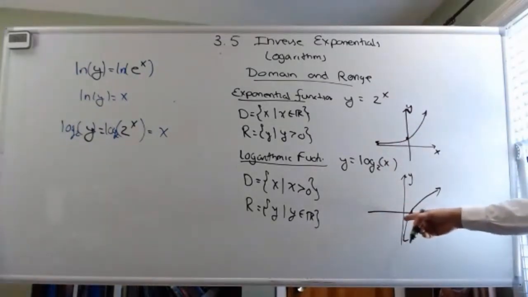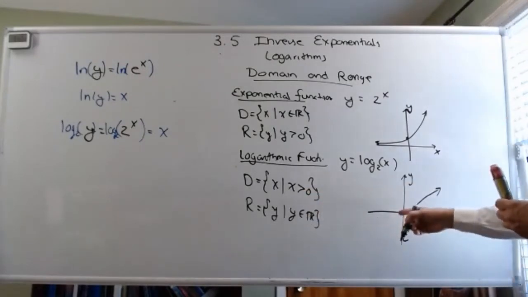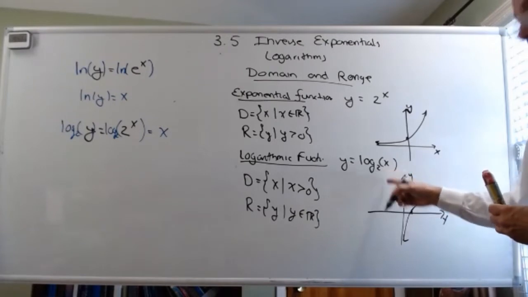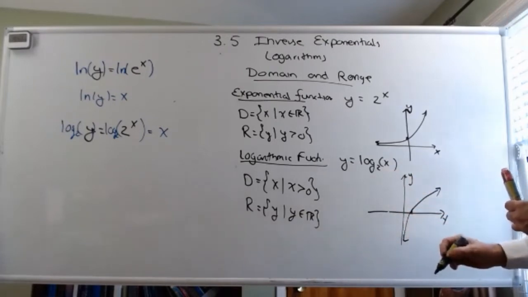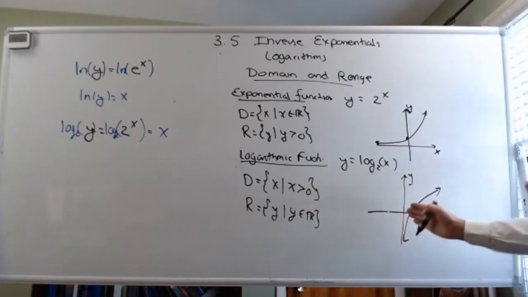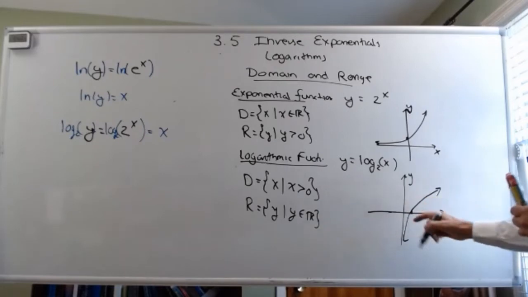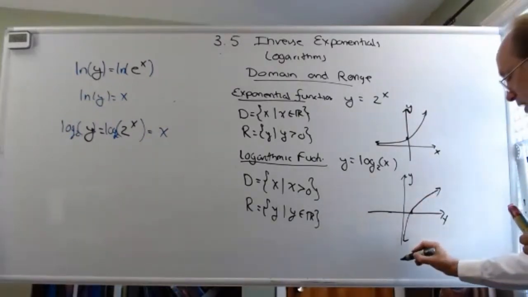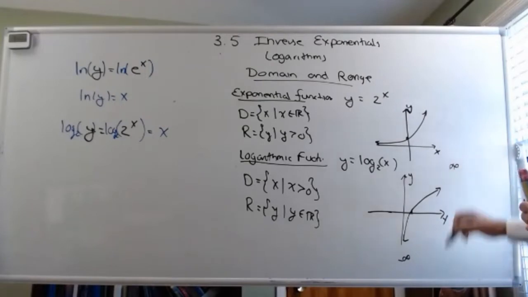Notice the domain. I can't put any number. I can't put a 0 in for a logarithm. It's not defined. I can't put any negative value in for a logarithm. It's not defined. So my domain has to be strictly greater than 0. But look at the range. I can go all the way down to minus infinity and all the way up to plus infinity.